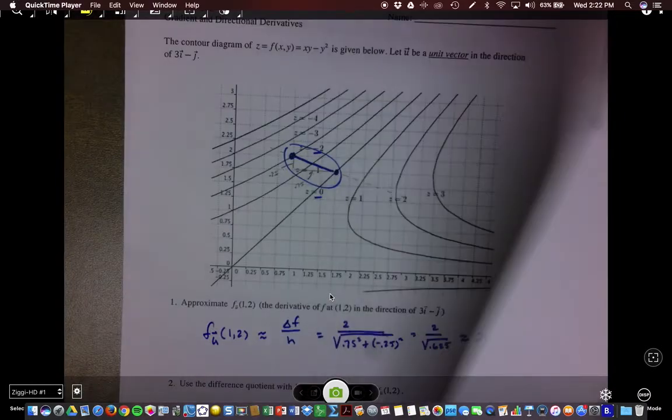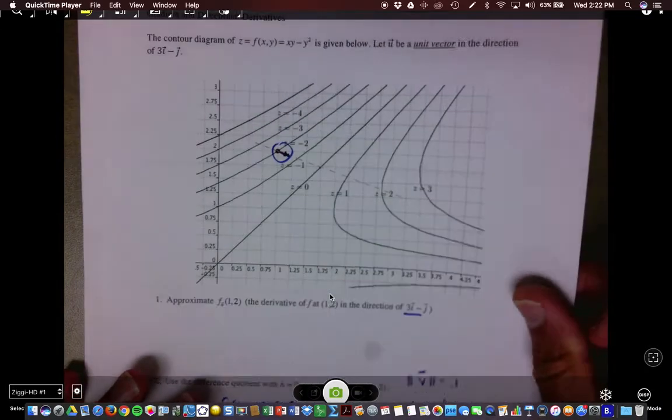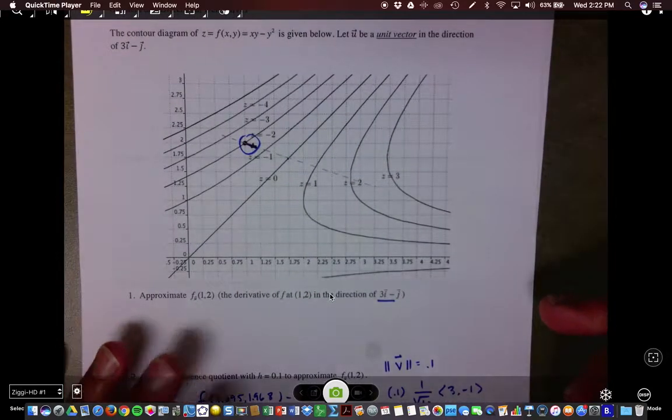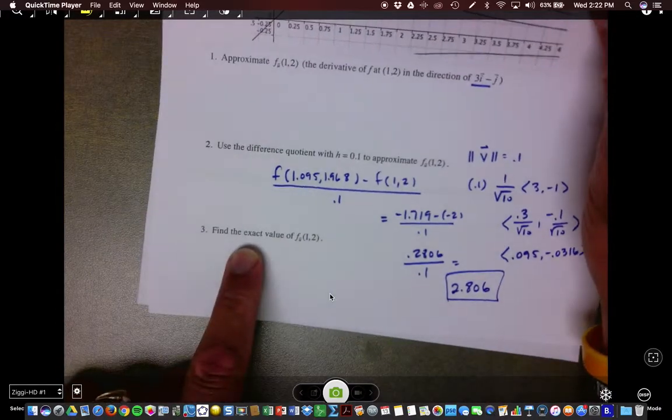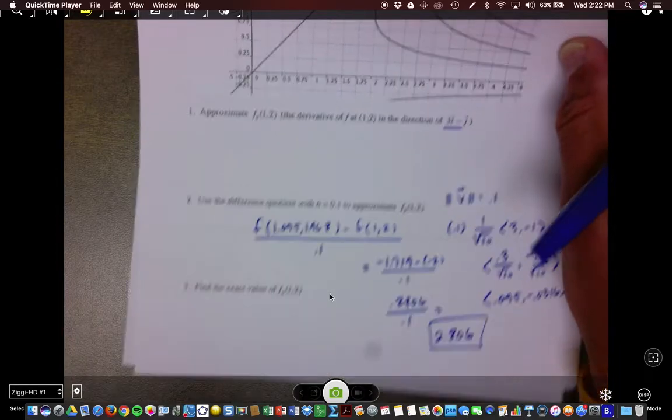Now I think that you kind of anticipate we do a couple of approximations here, and then the next question is, what is the exact value? Really, number 3 on this one is where I want to get to: how do I find the exact value of this directional derivative?